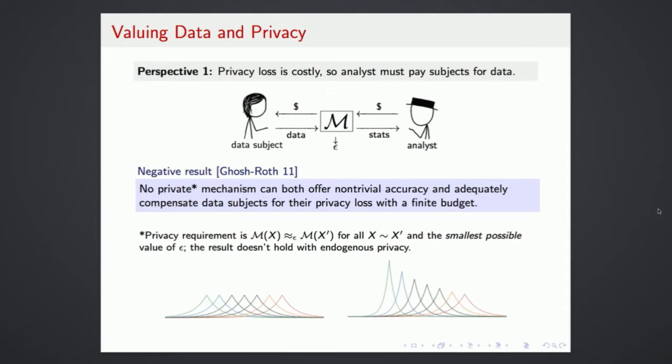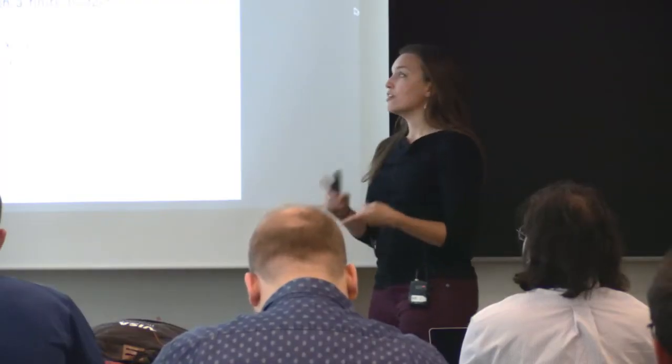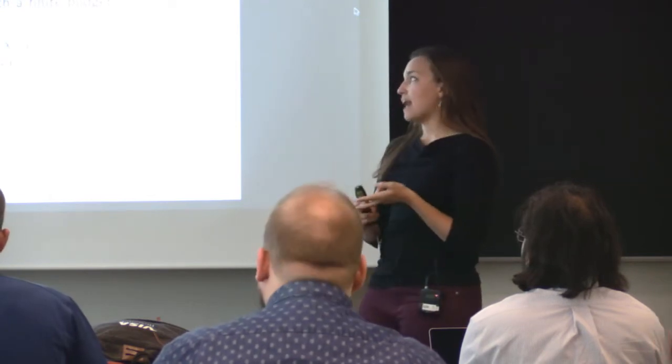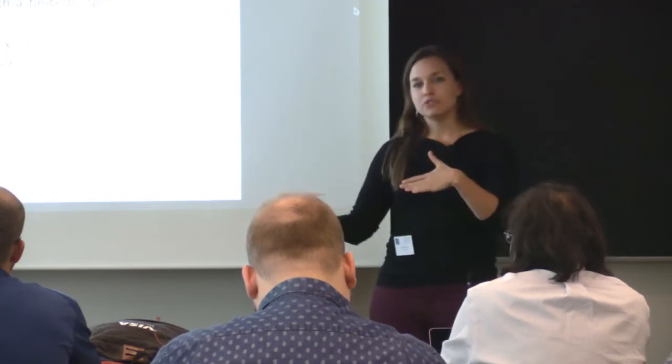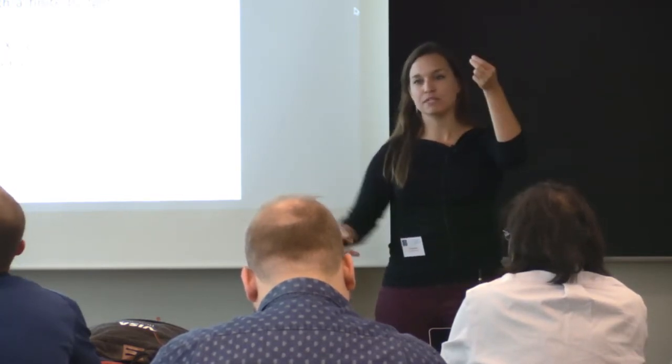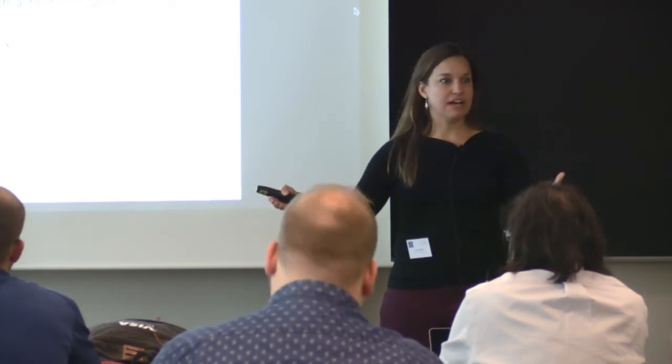So it turns out that if you set up a bunch of things with more detail than I'll have time to get into, there is this seemingly really strong negative result that says that there does not exist a mechanism that can offer non-trivial accuracy and also can adequately compensate data subjects for their privacy loss unless you're willing to spend an infinite amount of money. So that seems like we're sort of dead in the water, but I do want to mention that there's an important catch here, and that catch is that we're using the old notion of differential privacy where we have to pick one value of epsilon, and that specifies the privacy requirement for every possible set of databases.